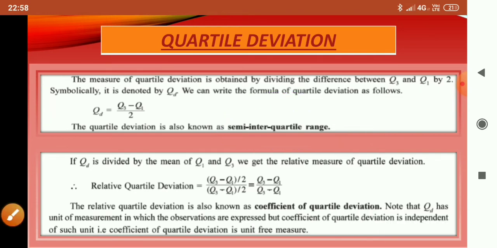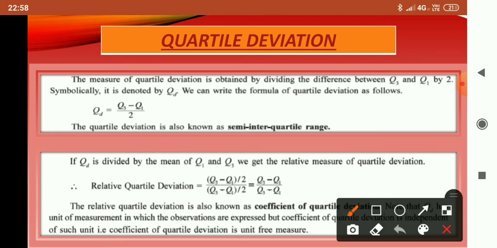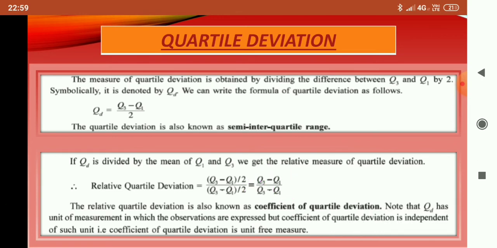If we divide this QD by (Q3 minus Q1) upon 2, we will get the relative range. So the upon 2 will get cancelled, and we will get the formula Q3 minus Q1 in the numerator. In the denominator it is plus, so Q3 plus Q1. Okay, Q3 minus Q1 upon Q3 plus Q1.